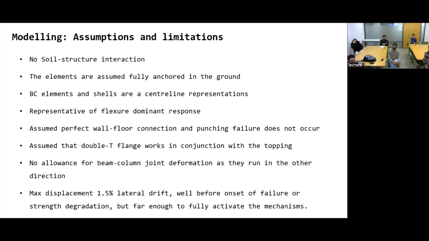Then something else is that the beam column elements and shell are centerline representations, and that's a really important one, especially for floors, because when you have double T units, you know that the center of the neutral line of the whole system is in a different position, but both of them, the slab, the shell elements and the beam, will be defined at the same level. So that's something important to know.